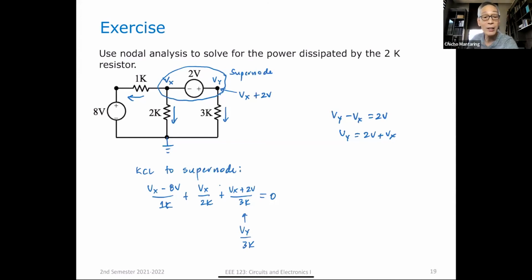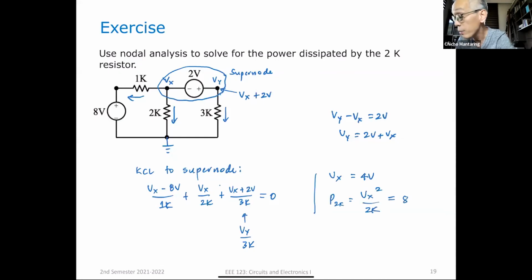Any question with regard to this? Kita nyo, it's a very simple single equation, one equation and one unknown, so it's very easy to get V of X. If you solve for this, you're going to get V of X equal to 4 volts. Now you're supposed to solve for the power dissipated by the 2K resistor, which is just V of X squared over 2K, and you're going to get 8 milliwatts.